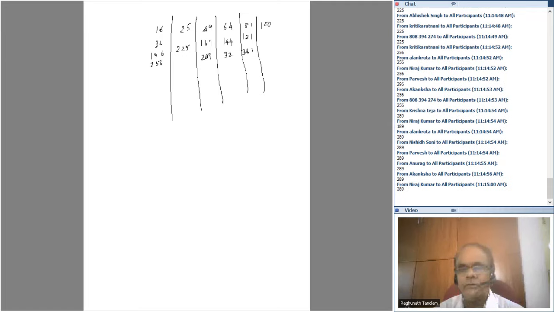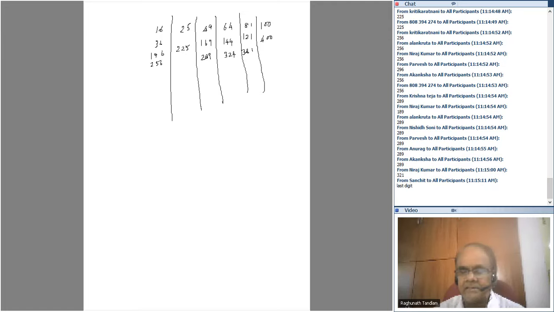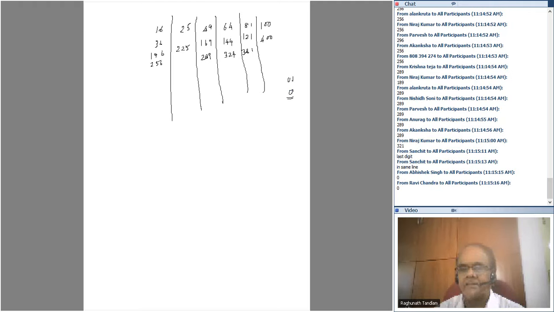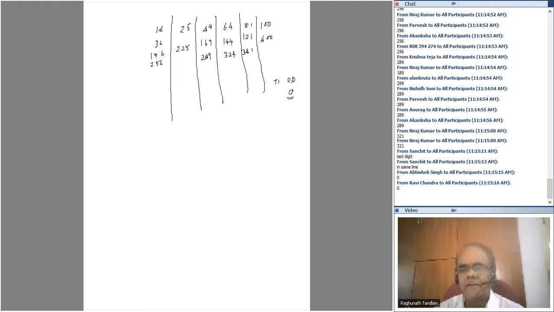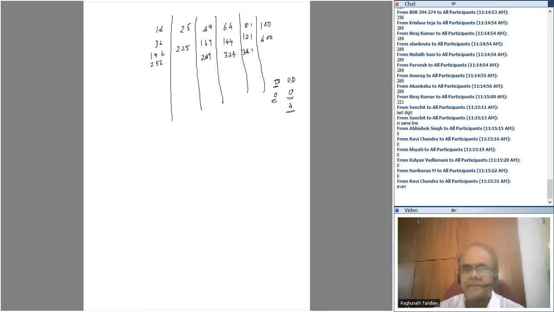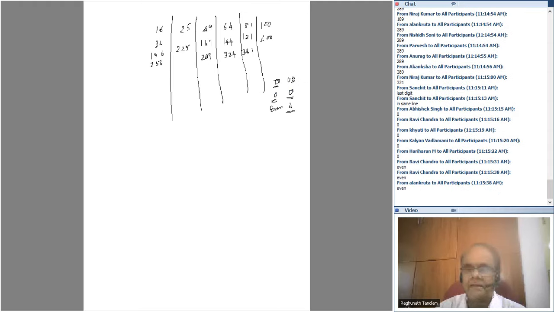Now, what do we see from this pattern? If a perfect square ends in 0 in the unit digit, what's the tens digit? 0. Clear? If it ends in 4, the tens digit is even. If it ends in 1, even.